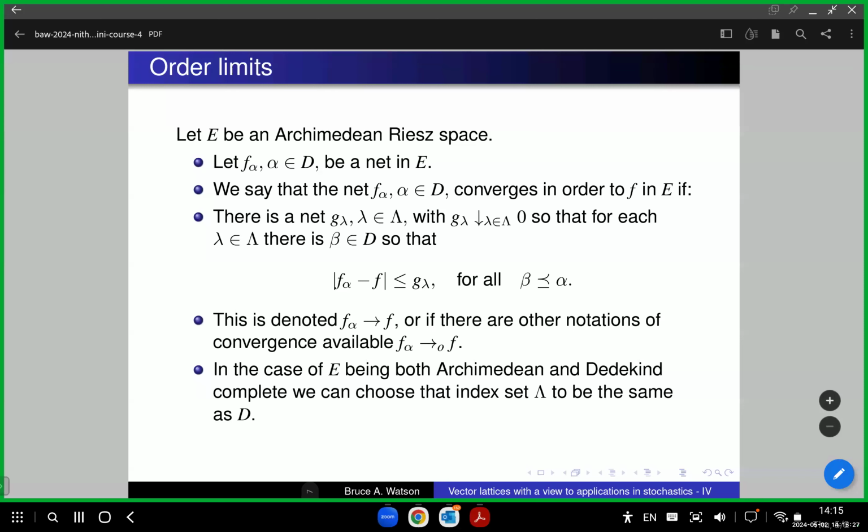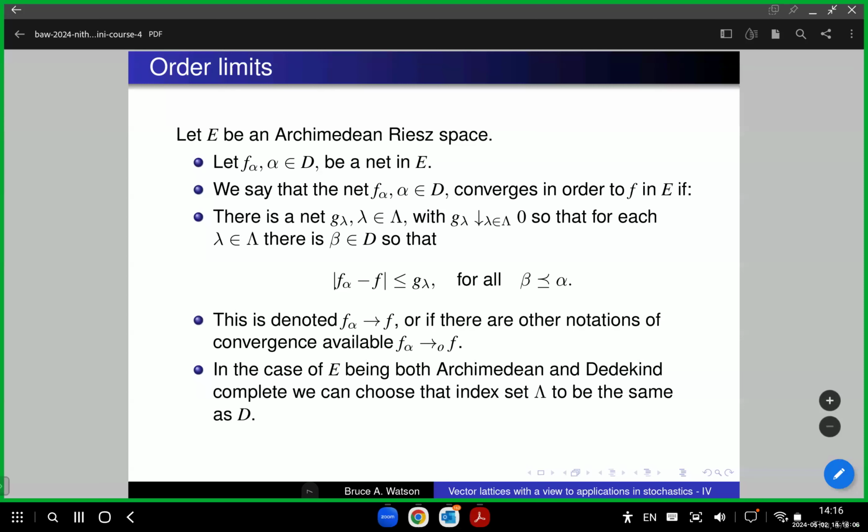So if we think of ordinary sequences and we look at epsilons greater than 0, we can think of the g lambdas as being the epsilon, and for each of those, there exists a capital N, that's your beta, so that for little n greater than or equal to capital N, where little n is your alpha, we have that the absolute value of fn minus f is less than or equal to g lambda, which is our epsilon. So that's roughly how this fits together.